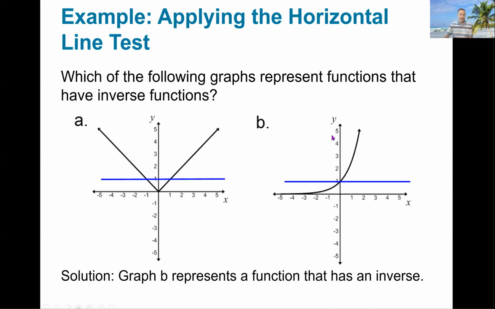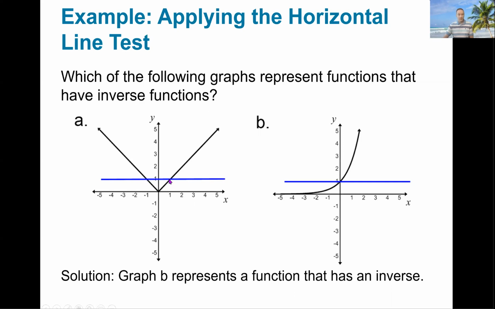So these are very, very, very straightforward problems. If I ask you to apply the horizontal line test, you'll have examples like the following. A, the absolute value of x is not a function that I can take the inverse of. Why? Well, because it's not one-to-one. One-to-one means that for every x value, there is one y value, and for every y value, there is one x value. That's not the case here.